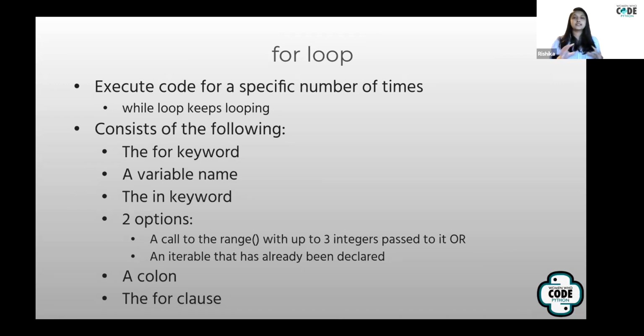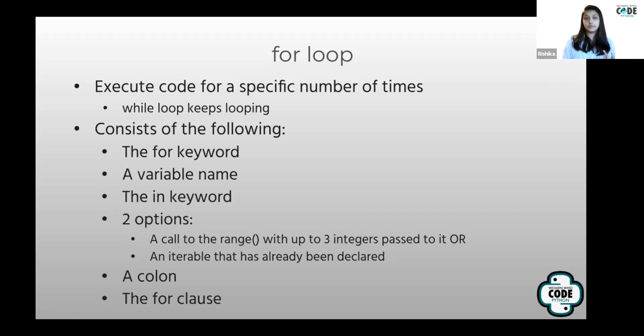All right, so the last component for today is the for loop. A for loop is when you want to execute code for a specific number of times. Just to compare, while loops keep looping. So this is very different because here you actually specify the number of times that you want to execute that piece of code.